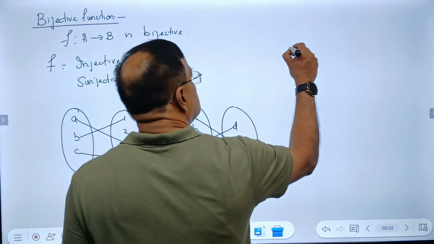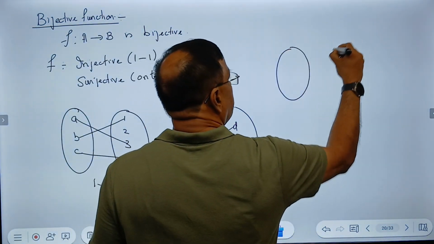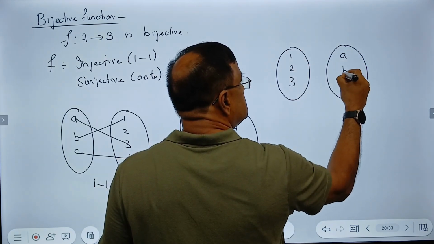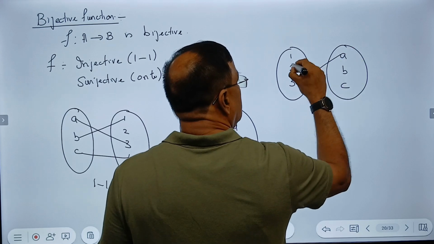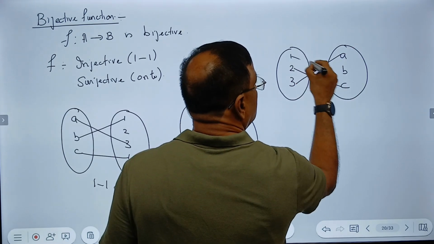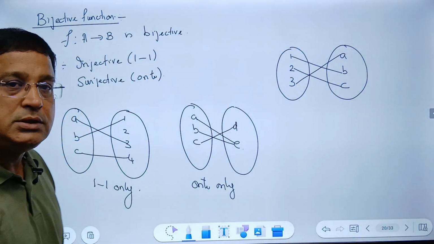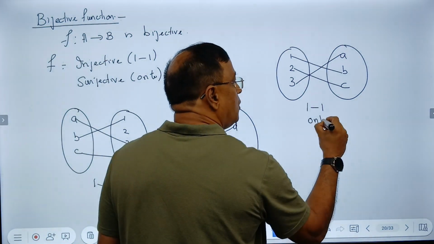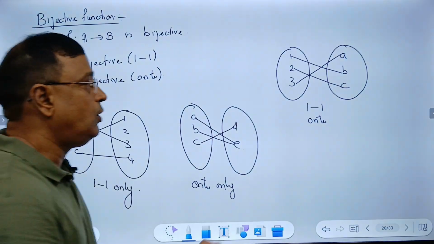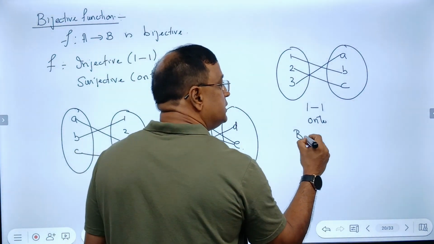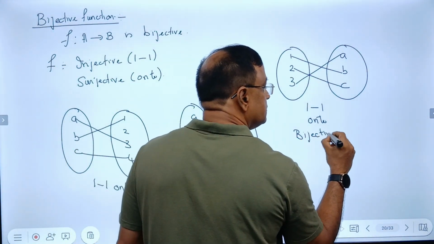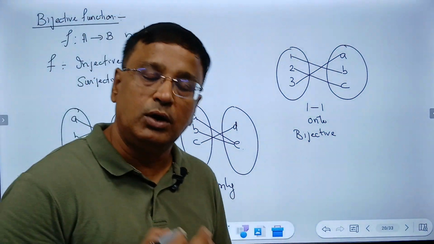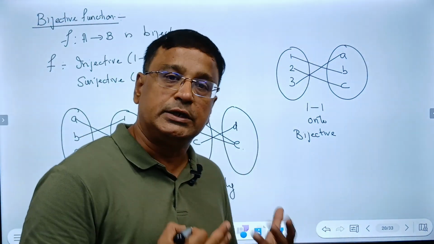Now look at this third example. 1, 2, 3 and you have A, B, C. 3 goes to A, 2 goes to C and 1 goes to B. What do you say about this? This is clearly one-to-one and it is also onto. Since it is one-to-one and onto, I call this bijective. So if a function is both one-to-one and onto, then it is bijective.